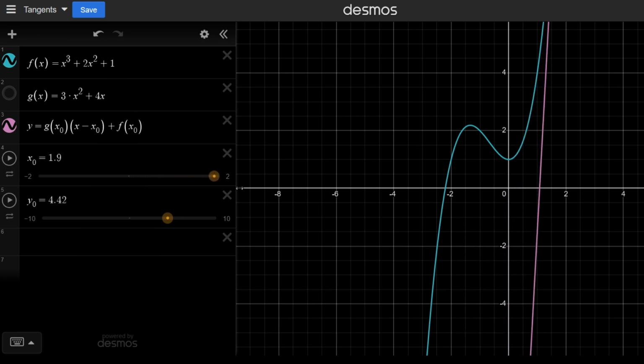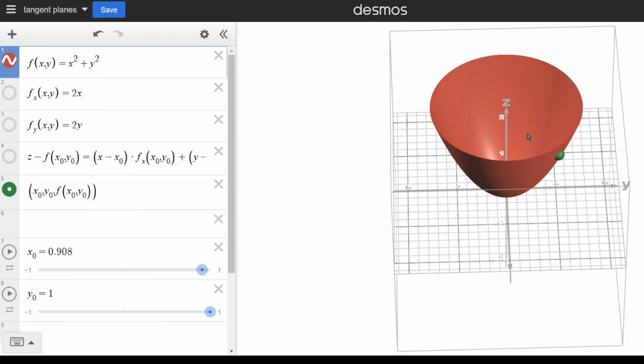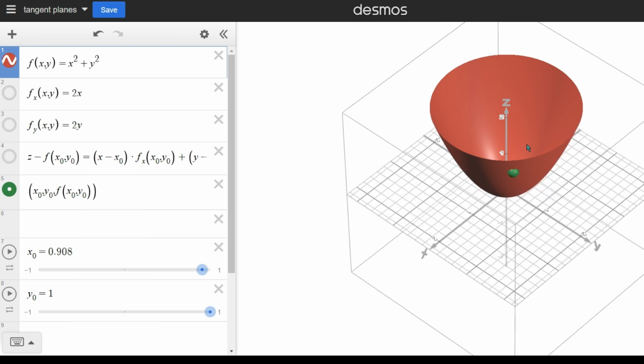Suppose the same concept is to be taken to a three-dimensional space. Now, instead of a function, we have a surface, and instead of a tangent line, we will have a tangent plane. Let's see how this same thing works in a three-dimensional space. Here I have a three-dimensional curve which is of quadratic form, an upward parabola. This is my three-dimensional function.